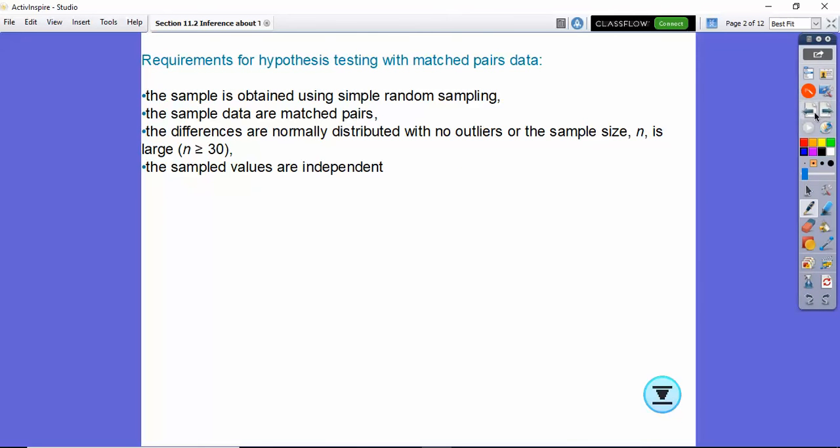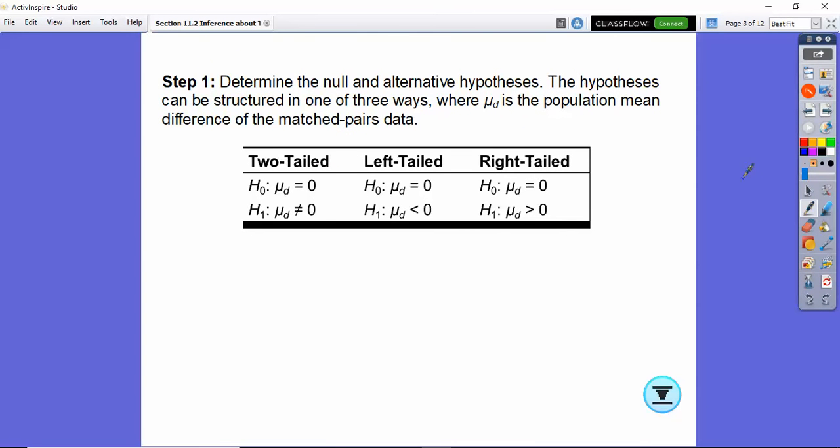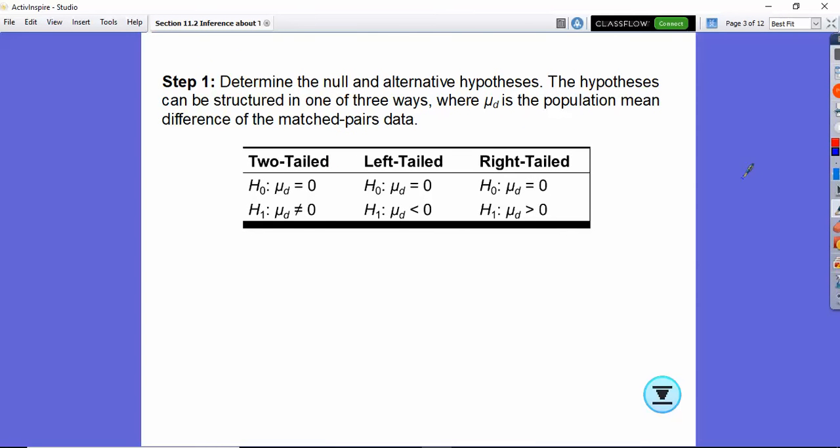We're doing hypothesis testing. So we still have the 3 options, left-tailed, right-tailed, or two-tailed. With all of them, your null hypothesis is equal to 0. The alternative would be greater than, less than, or not equal to 0. We're still talking about the mean, so my parameter is still mu. But you'll see a little subscript here. It's mu sub d. Okay, that is going to represent the difference between 2 sets of data.